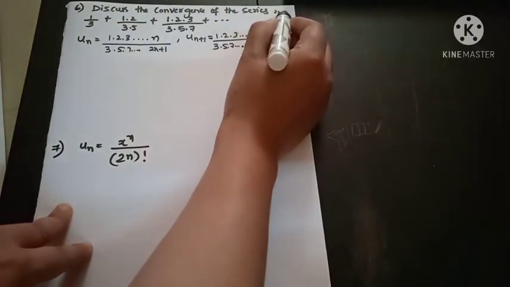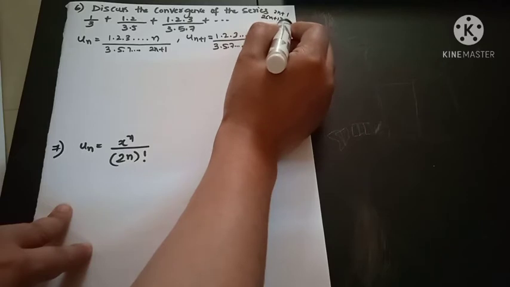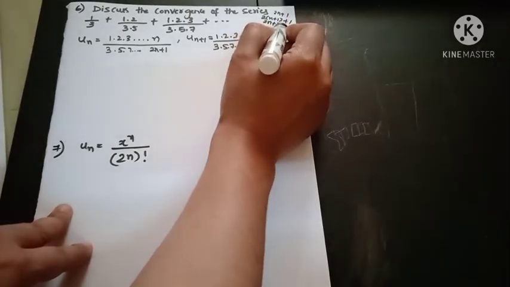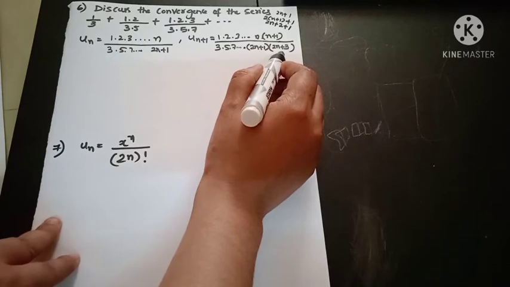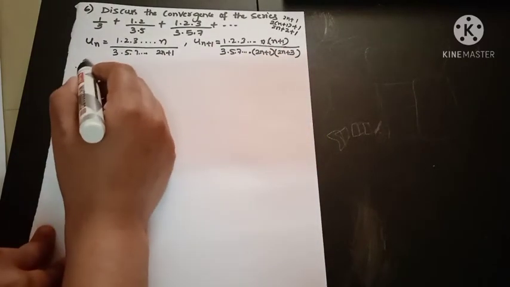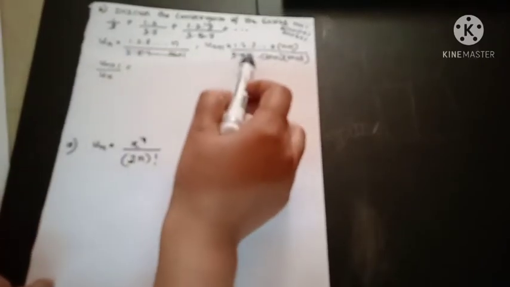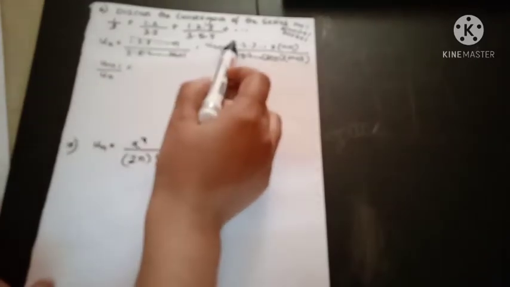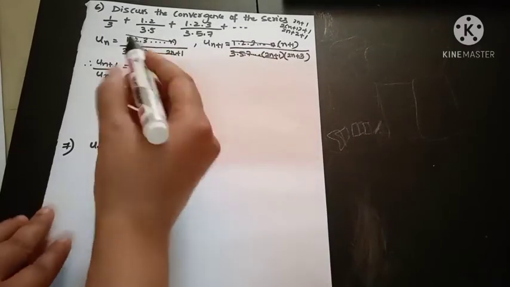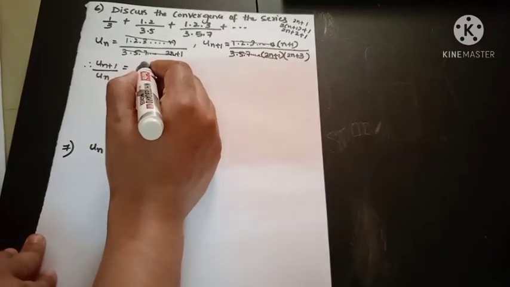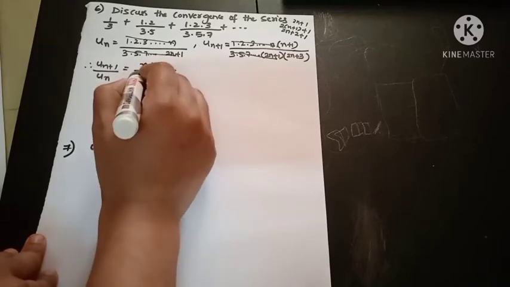So if you have 2n plus 1, replace n by n plus 1. So this is 2n plus 2 plus 1, that is 2n plus 3. Then the ratio u(n+1) upon u(n): this goes to the numerator and gets cancelled up to the 2n plus 1 term, and the 1 to n terms will be cancelled here. So the remaining is (n plus 1) upon (2n plus 3).